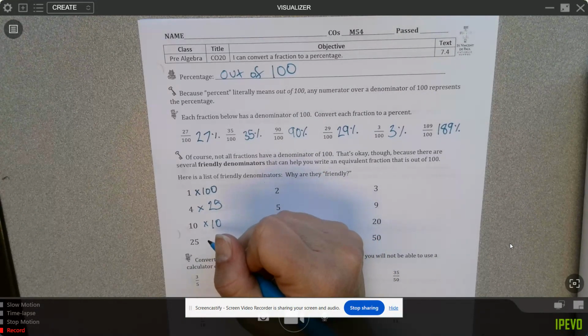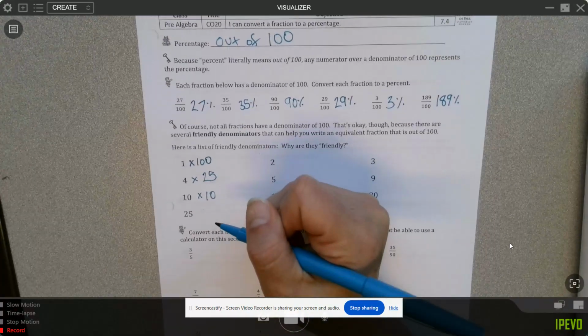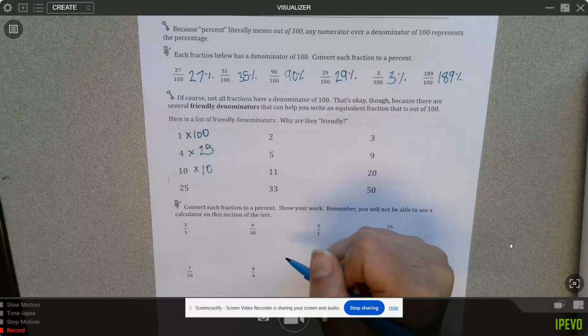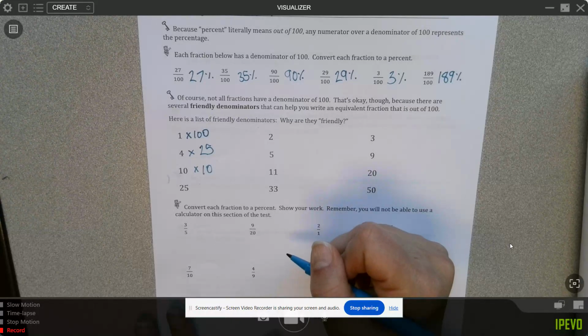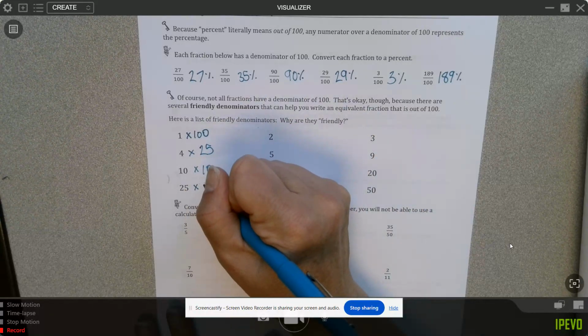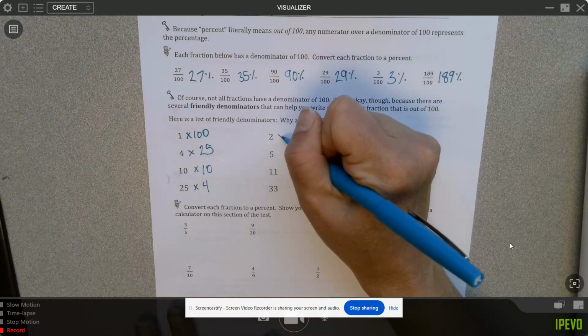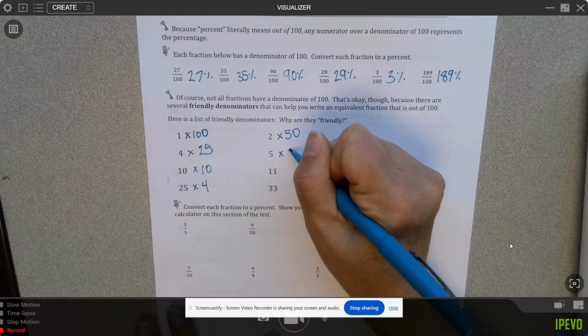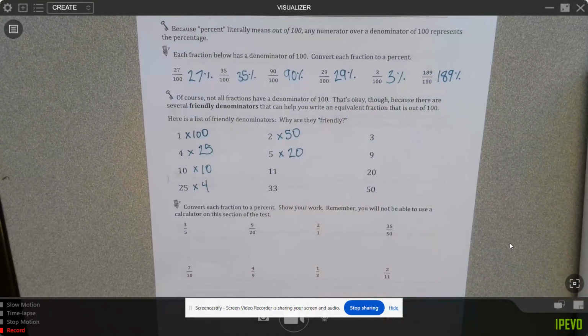So as I'm writing them, I should see you writing what we're going to multiply by to make them friendly denominators. We need to know whatever we multiply the denominator by, we multiply the numerator by. If it is over 25, what are we going to multiply by? Somebody say it out loud. 4. Perfect. If it's over a 2, what should we multiply by? Over a 5. Over 11.